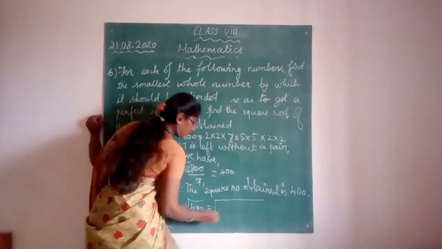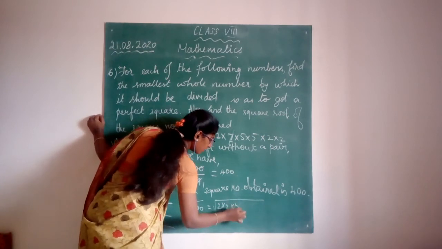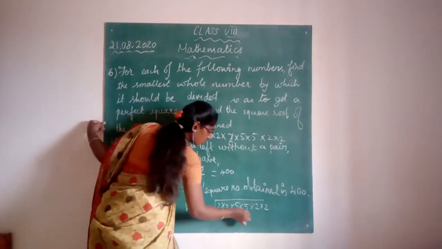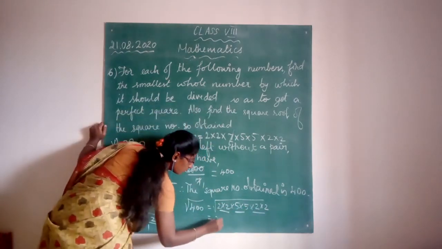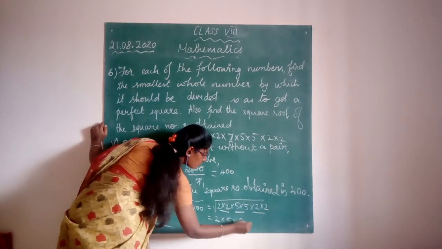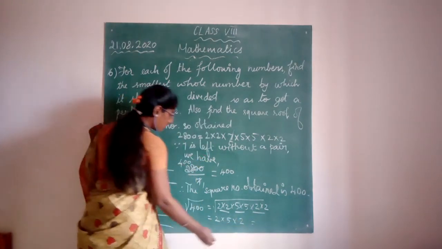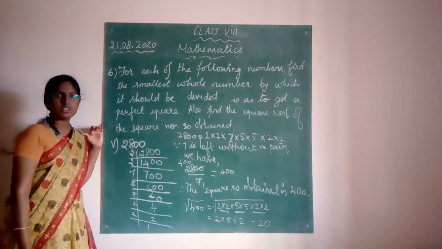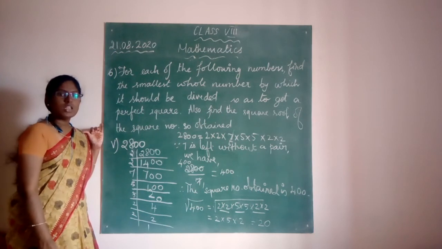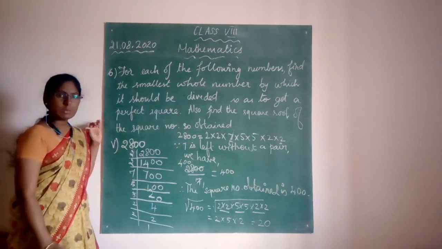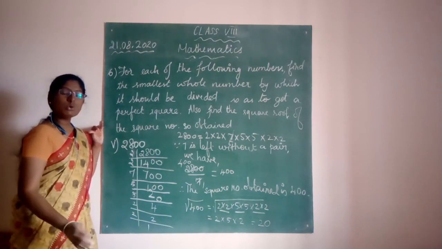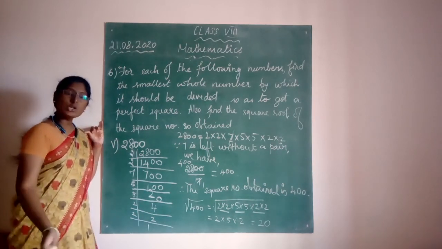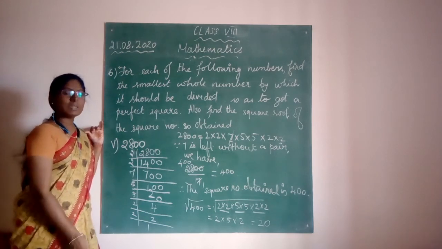and we have to write all other numbers. So 2 into 2 into 5 into 5 into 2 into 2. So you will have 2 into 5 into 2. So what is that? 2 5s are 10, 10 2s are 20. So you have square root of 400 is equal to 20. Is it clear? So remember, you have to do prime factorization first, then you have to look for the number that is without a pair, you have to divide by it, find the square number, then you have to find the square root of the square number that is obtained.